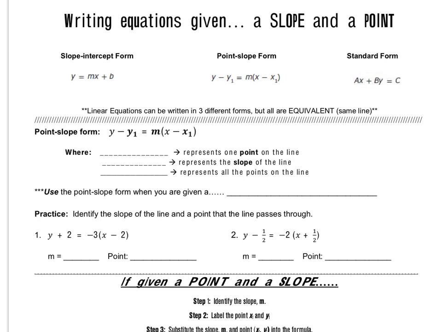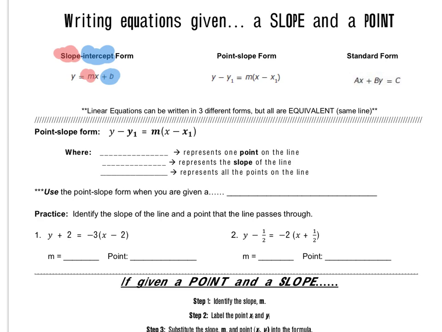Lesson 4.2 is about writing equations given a slope and a point. So we've learned how to write equations from a slope and an intercept. If they're in a slope and an intercept, remember that they're in y equals mx plus b form. And recall, the reason it's called slope-intercept form is because it has a slope, which is your m, and it has a y-intercept, which is your b. So they're easy to identify.